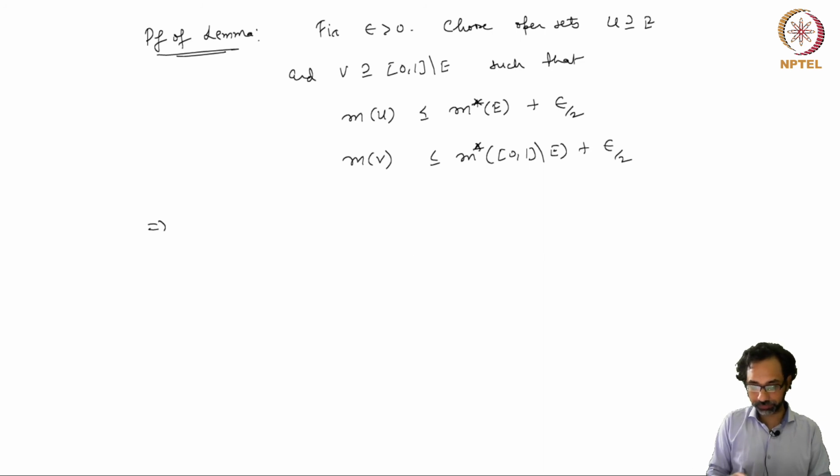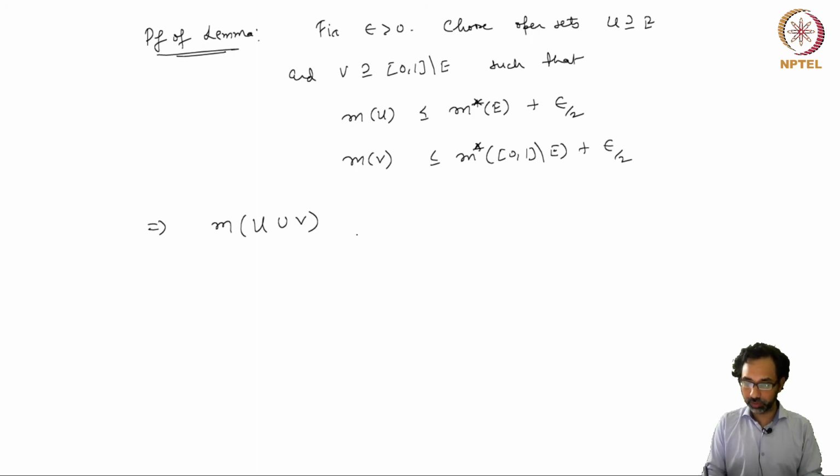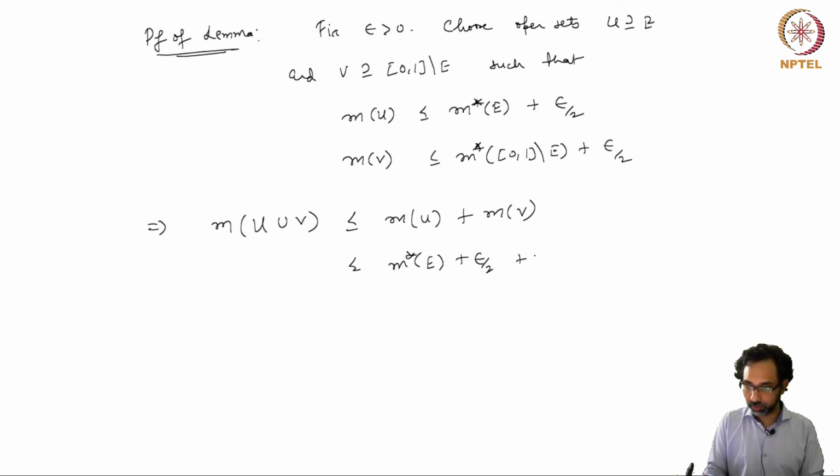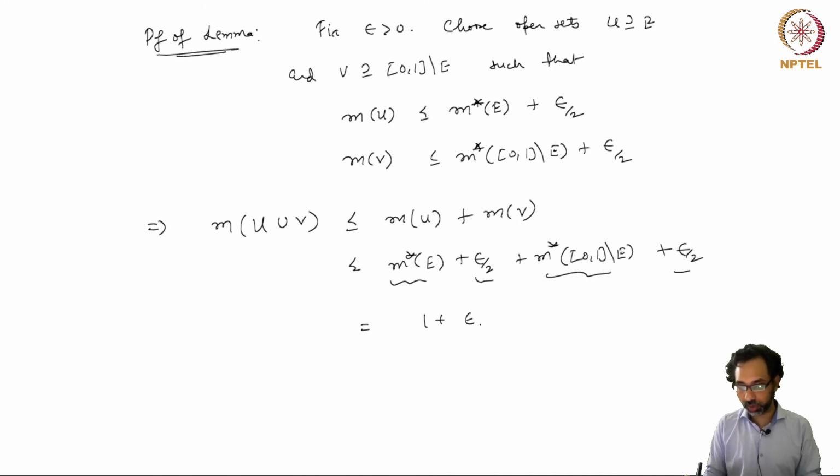So this implies that the measure of the union of these two sets U and V is less than or equal to the measure of U plus the measure of V, which is less than or equal to m star E plus epsilon by 2 plus m star of [0,1] minus E plus epsilon by 2. But these two give you the sum 1 and these two give you the sum epsilon. So in total it's 1 plus epsilon. So the measure of the union of U and V is bounded above by 1 plus epsilon.